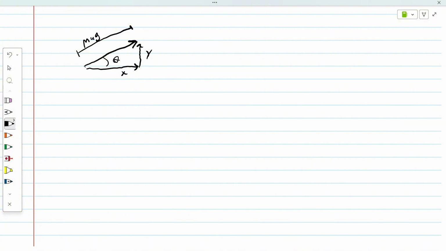And so we usually call this end the tail of the vector, and this end with the arrow the head of the vector. Sometimes we call it other things, but that's how I'll notate it. So when we're comparing vectors, it's important to know the magnitudes of the arrows can be displayed relative to each other.